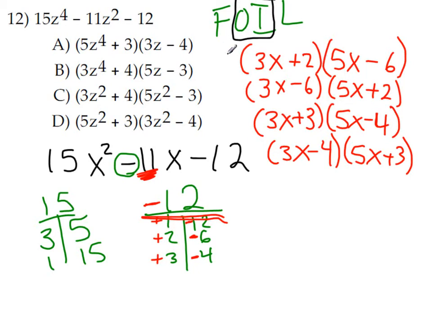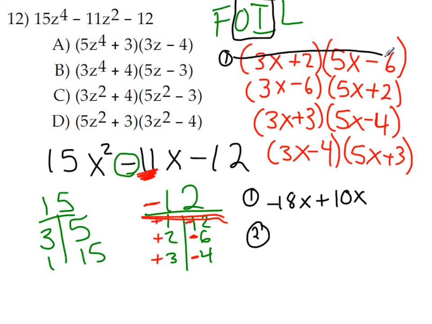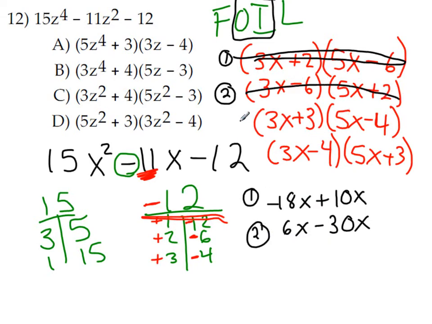So let's start, we'll call this number 1 here. We have 3 times negative 6 is negative 18x. Now the inside, 2 times 5, that's 10x. And negative 18 plus 10 is negative 8x, which is no good. All right, so option 1 is out. Let's try 2. So we have 3x times 2x is 6x. Negative 6 times 5 is negative 30, which gives negative 24. Yep, negative 24, no good to us, so that's out.